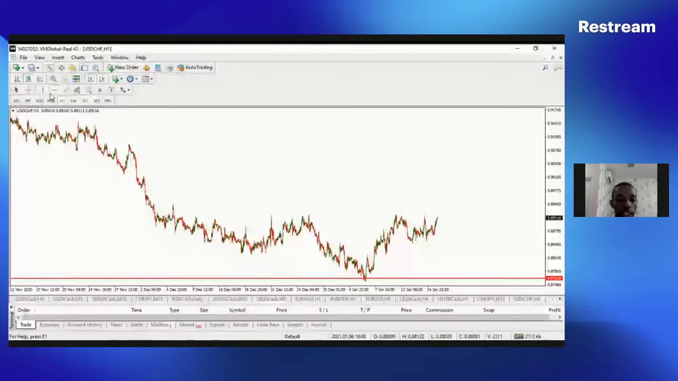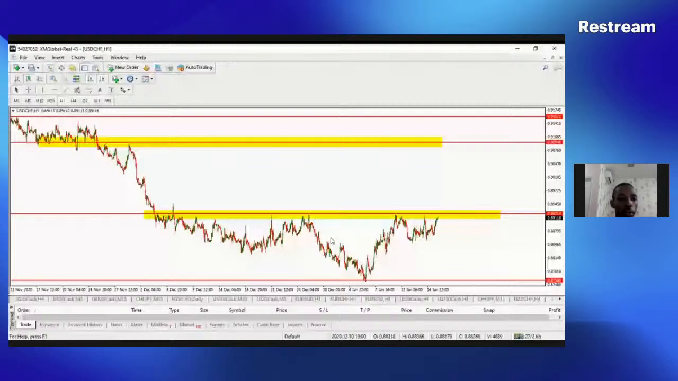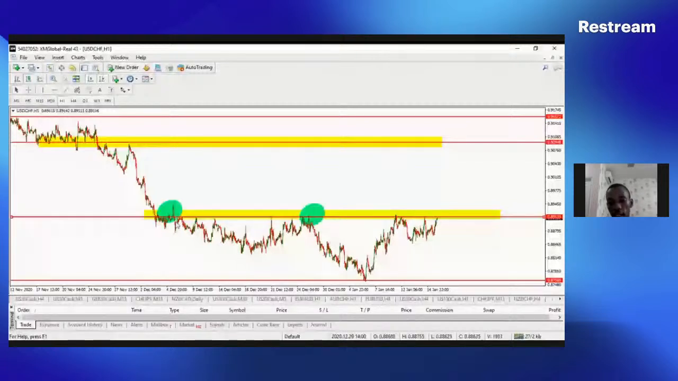Okay, so here's what we're seeing on the market. The market rejected this level. Let me put this here. The market rejected this level here. Okay, the market rejected this level. Once it rejected here again, then this thing is.